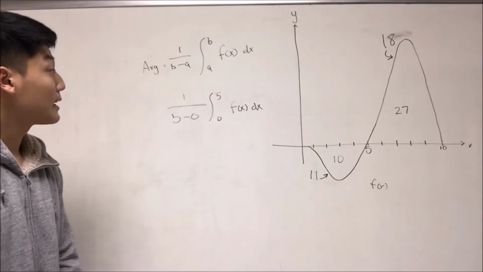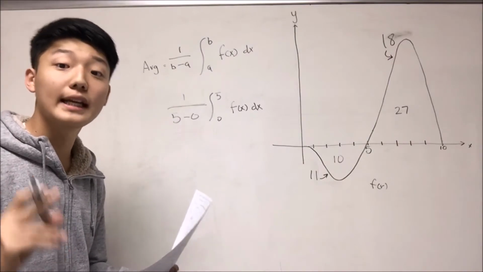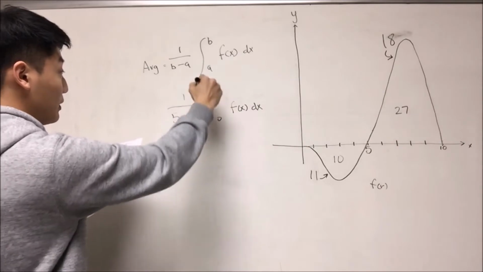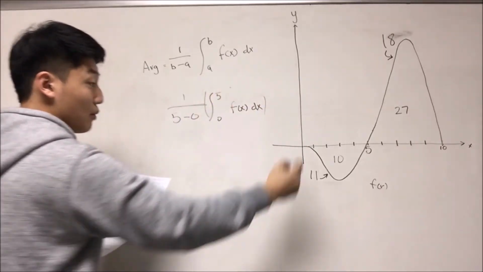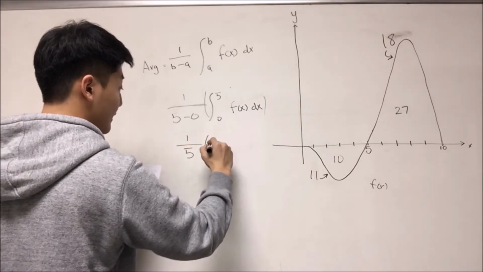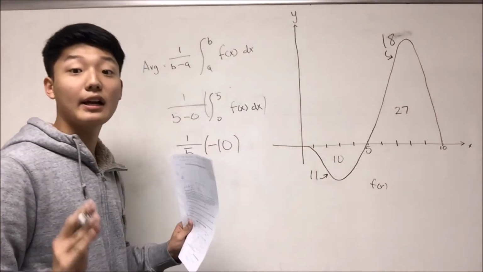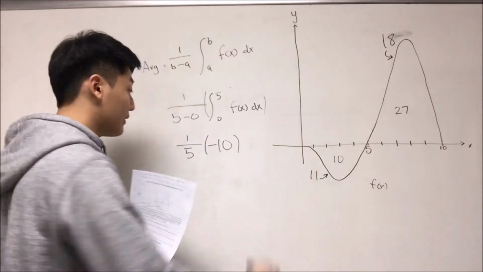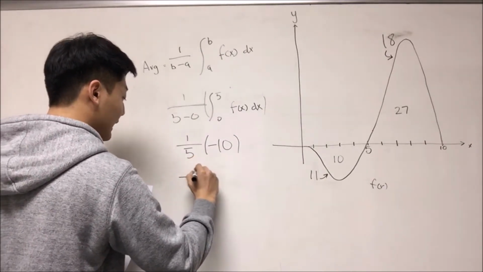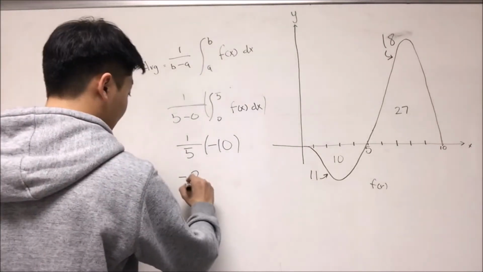While we're looking at it, some might ask, how can I solve this? However, when we read the problem carefully, everything is given, which is 10. The integral means the area, which is 10. So, 1 over 5, negative 10. Be careful with this, because the area is below the x-axis, it has to be negative. Please do not make the mistake. So this will be negative 2. The answer for number 4a is negative 2.